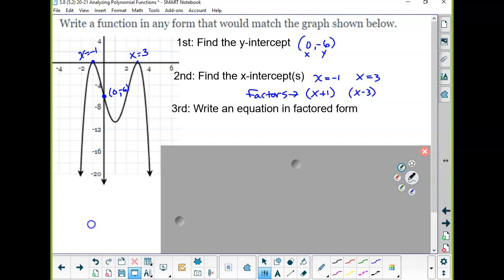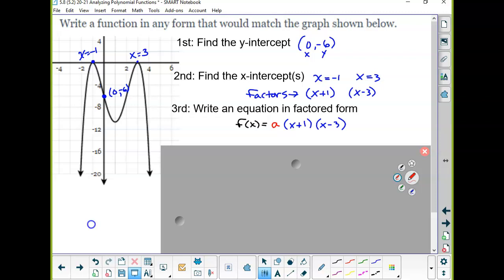And then step 3 is write the equation in factored form. So you could put y equals here, or you could put f of x equals. And I'm going to leave a little space right here. You'll see why in a second. Because technically, these represent any functions. But we don't know what the a value is other than it was reflected down. So you know your a value is going to be negative, but we'll find that a value.